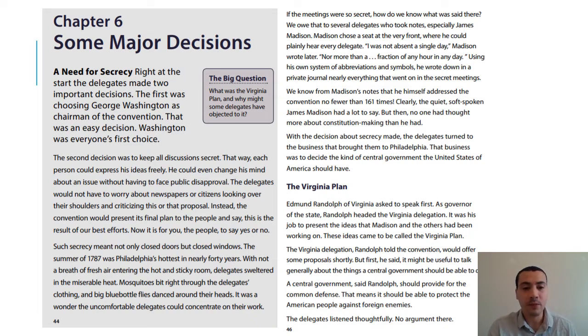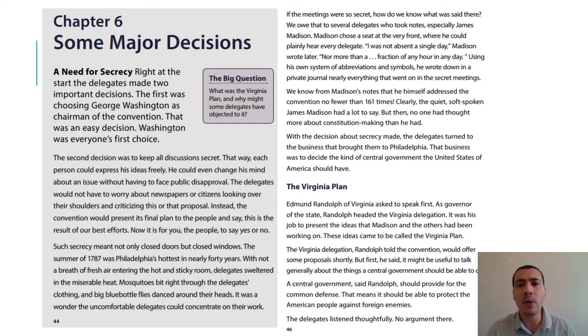Page 44. With not a breath of fresh air, the hot and sticky room. Delegates sweltered in the miserable heat. Mosquitoes bit right through the delegates' clothing, and big blue butterflies danced around their heads. It was a wonder the uncomfortable delegates could concentrate on their work. Let's go to page 46.